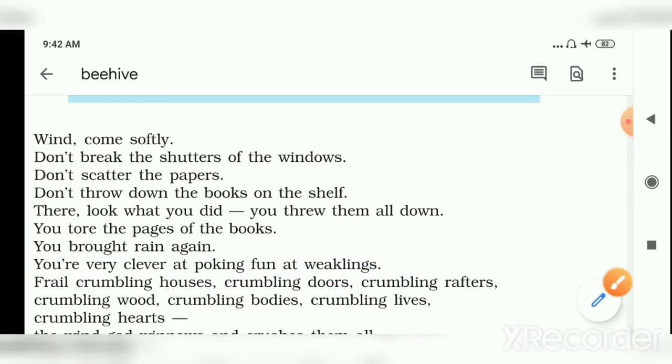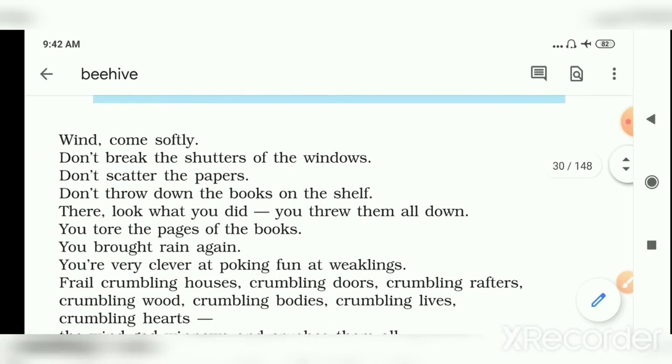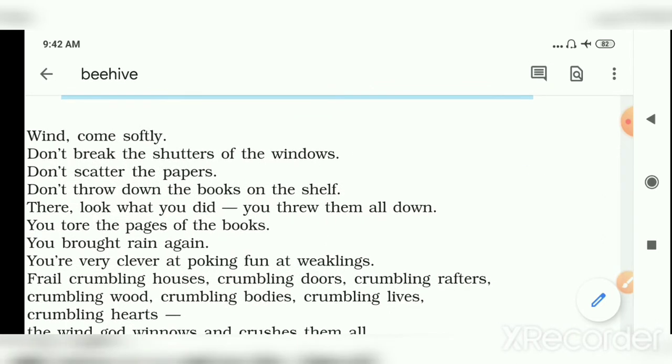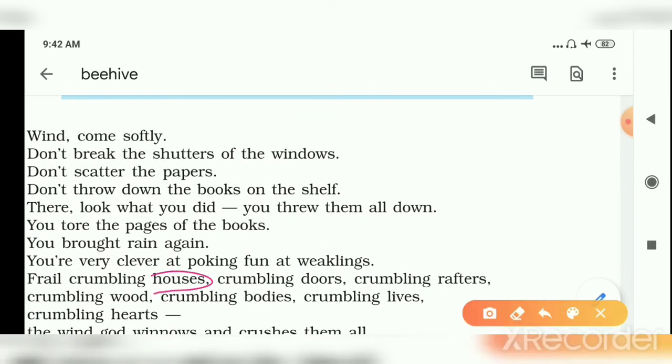What have you done? You have crumbled houses. Those who were weak, you have crumbled. The houses which were frail. Frail, what we can break easily. Crumble means what we can break. Frail and crumble, both words have a similar meaning here.